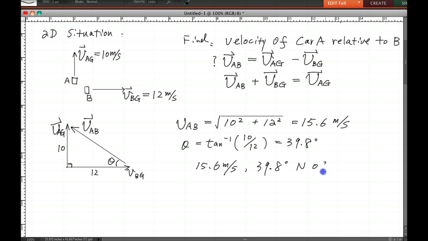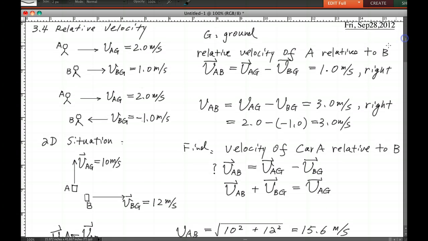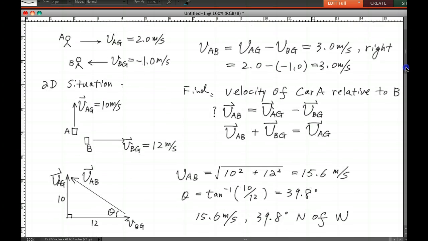Okay, now very important is you can make sense if we go back to the one-dimensional. You can make sense the velocity of A relative to B is still going to the right, even though the B is going backwards, and the A velocity relative to B is still going to the right. Okay, easier to make sense.